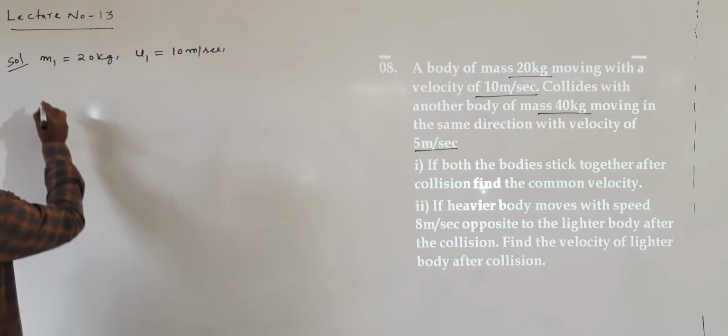After collision, listen here, the first body m1 is moving with velocity u1 and the second body m2 is moving with velocity u2. After collision, m1 moves with velocity v and m2 also moves with velocity v. Both are moving with a common velocity, and that's the reason I consider it as v. So v1 equal to v, v2 equal to v. Both have the same velocity.